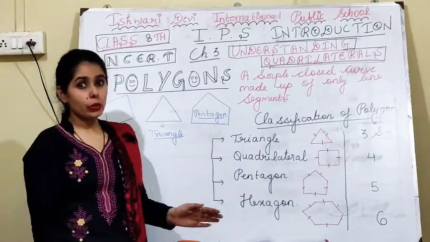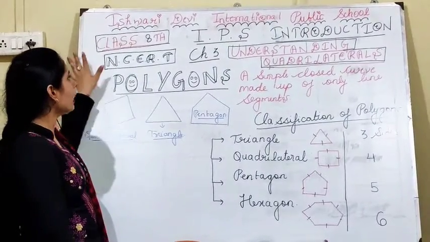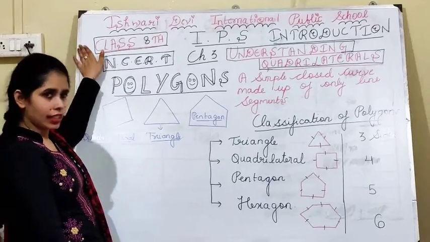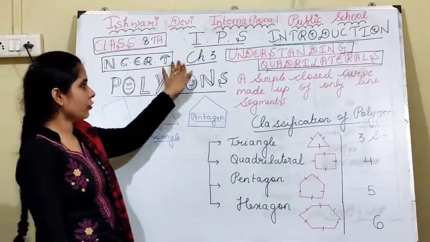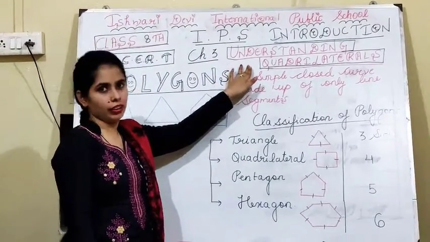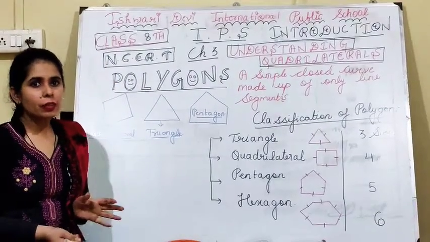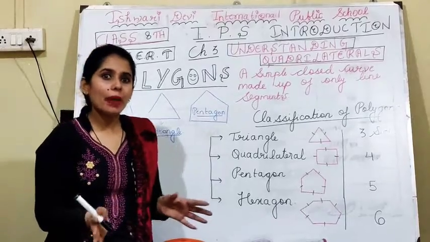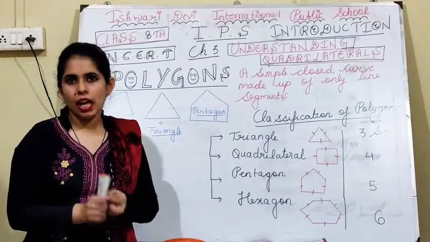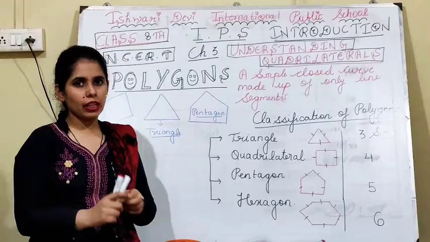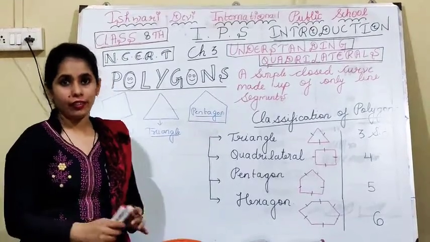Good morning to all. Today we'll study NCERT Class 8, Chapter number 3, Understanding Quadrilaterals. Now what is a quadrilateral? Quadrilateral means a figure which is made of some line segments. I hope you know what line segments are, the lines that we draw, right?